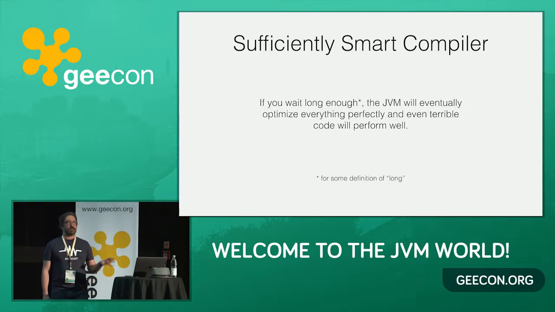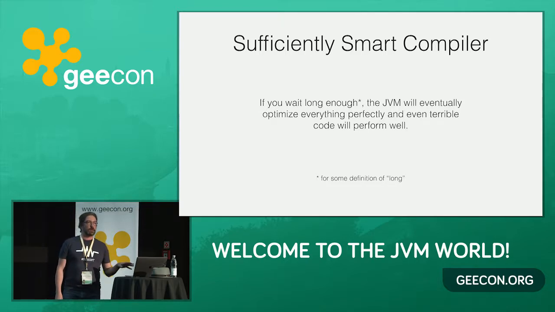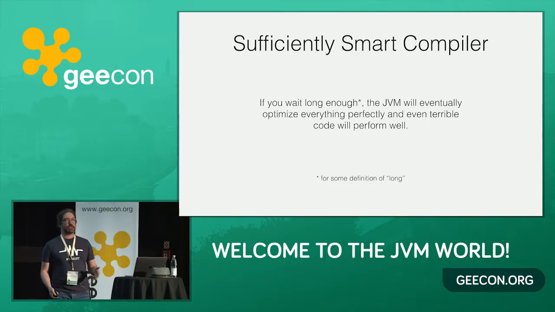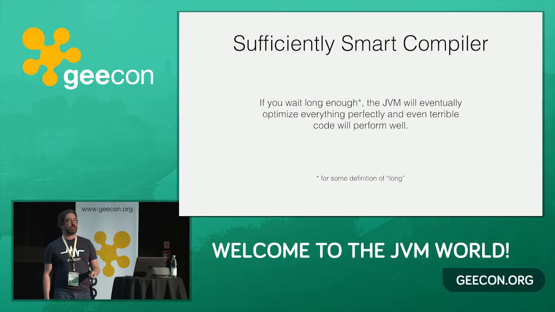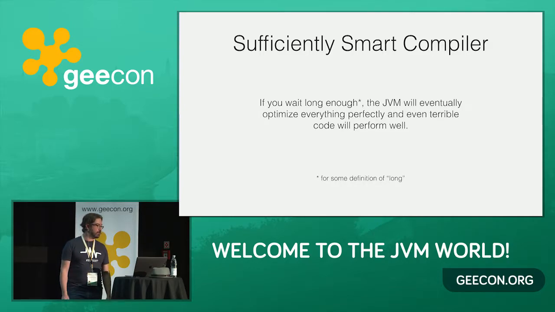And now the problem here is, what's your definition of long? For a short-running application like a developer tool, a long run may be 5 seconds. For an application that's in production, it may be years. You may have the same application running for years. And now we can't say that we're going to ever get to that sufficiently smart compiler unless we know what that time frame is, and unless we can see at each point in time what the JVM has done to optimize how close it is to getting us to the fastest code.